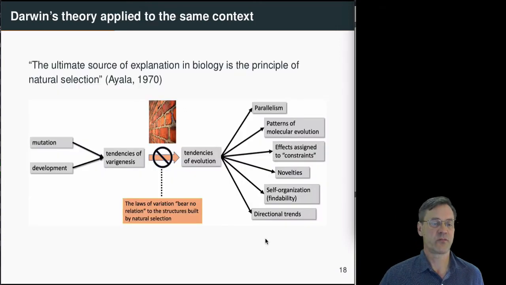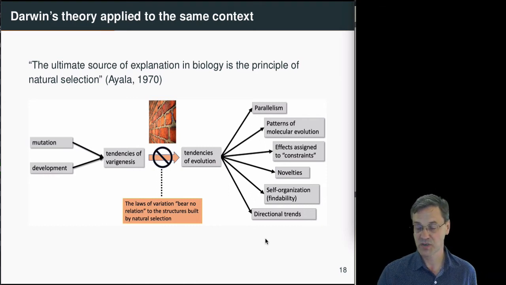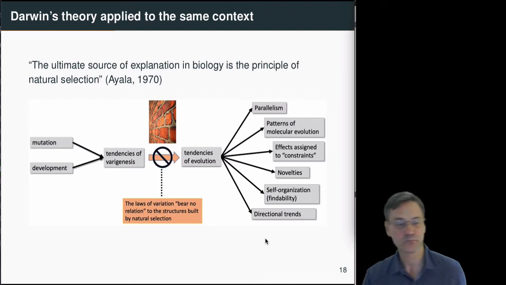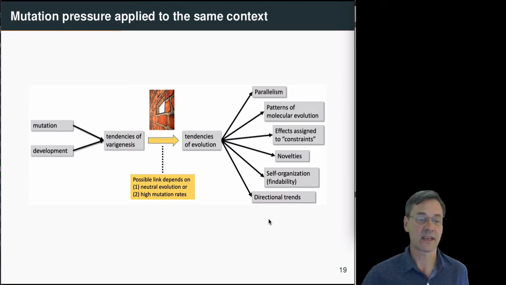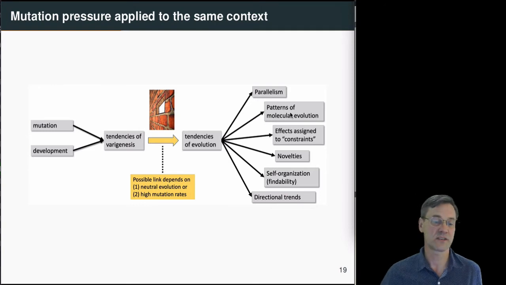So for instance, if we put Darwin's theory in this context, Darwin believed that there were laws of variation, that variations emerged by what he called immutable laws, but they bear no relation to the structures built by selection. So this theory puts a brick wall there. Variation is not a dispositional cause under this theory. Instead, selection is the only dispositional cause. The mutation pressure theory kind of makes a hole in this wall, but it's not a very big hole. The theory can explain patterns in molecular evolution, for instance, but only if they involve neutrality or high mutation rates.